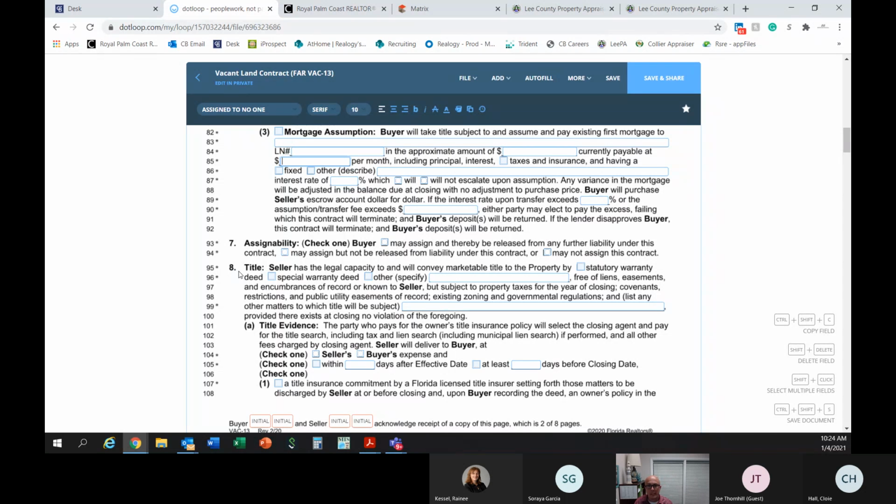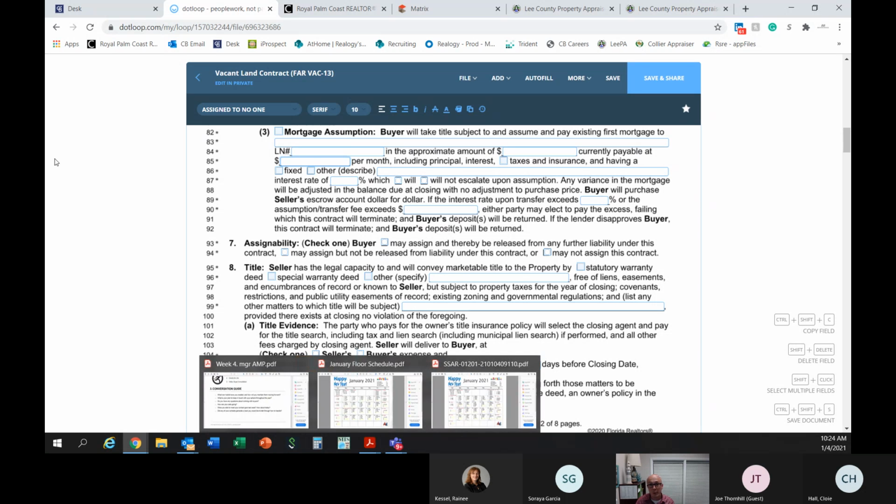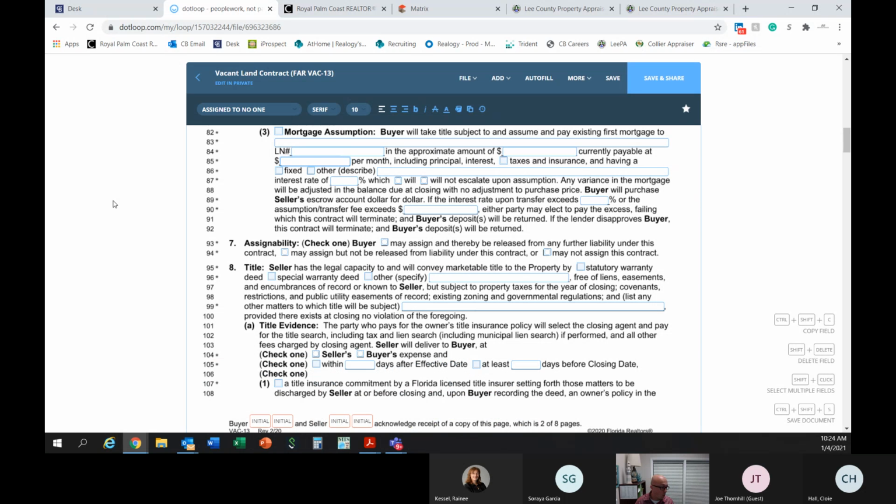Okay. Number 8, title. Seller has the legal capacity to and will convey marketable title to the property by statutory warranty deed, special warranty deed, or other. Again, work with title. Don't think that title's just there to close the property. I consider title one of my very good resources. I go to title quite often, even before I ever deliver a contract.